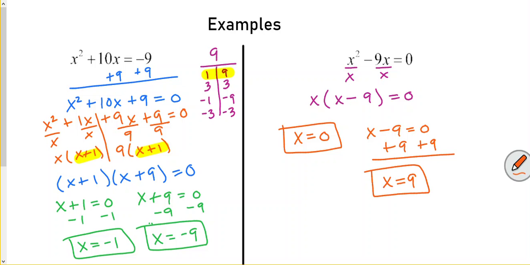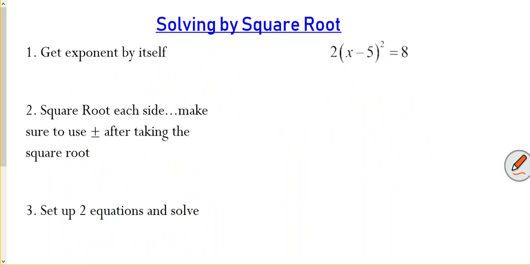Now the other part we have to talk about is solving by the square root method. So this one looks a little bit different. As you can see, there are parentheses in this one. So our first step here is to get the exponent all by itself. So for my example, the first thing I want to do is divide each side by 2. You cannot distribute with an exponent. So that will cancel the 2 out, divide the other side by 2. So now I am left with parentheses x minus 5 squared is equal to 4.